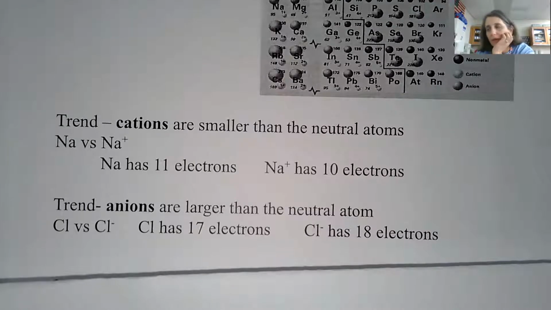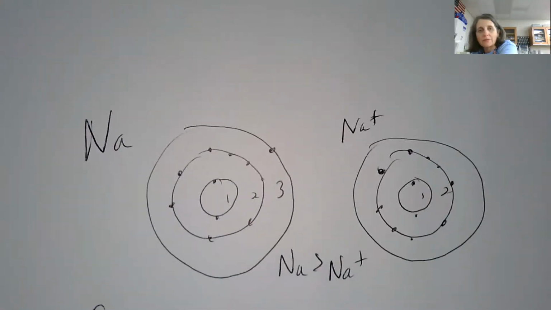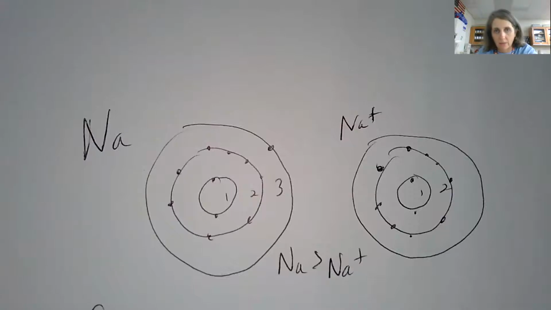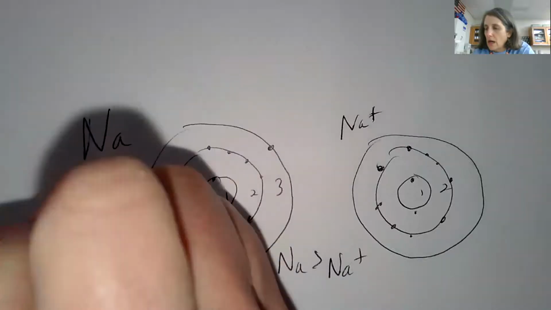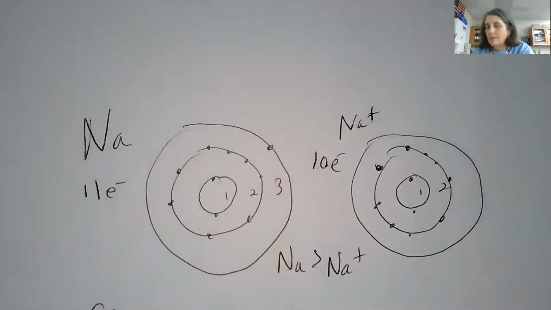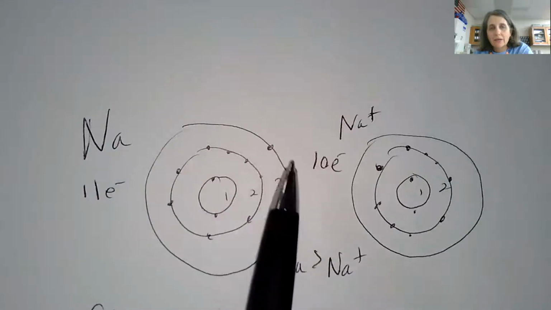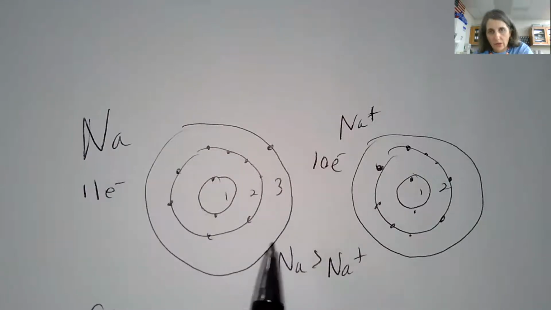When we are comparing them, we could use the Bohr model to do this. On this picture here, I have sodium versus sodium ion. If I'm thinking of the Bohr model, sodium has, again, 11 electrons. Sodium ion has 10 electrons. So when I'm putting them in the circles, I put 2 in the first energy level, 8 in the second energy level, and 1 in the third energy level.